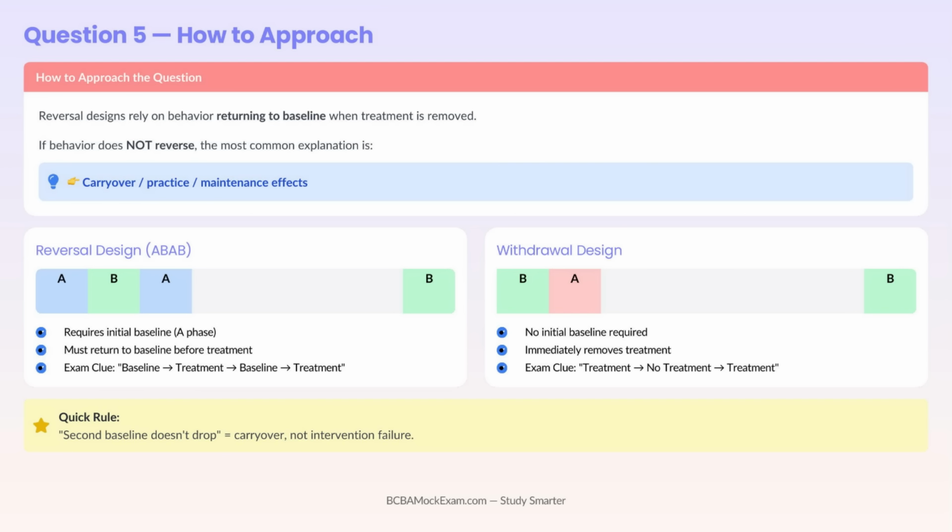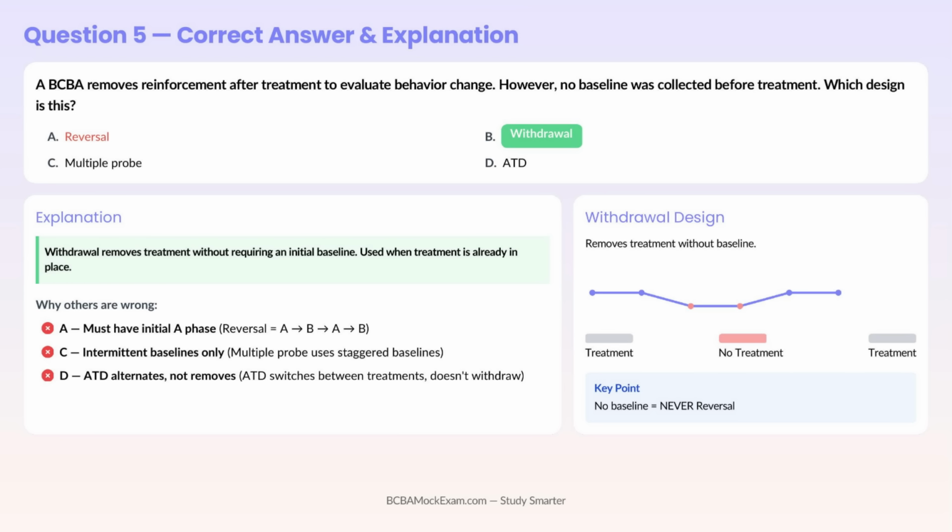To approach this question, recall that reversal designs require an initial baseline before treatment. Withdrawal designs do not require a baseline and begin by removing treatment immediately. A simple way to reason through this is to check whether the sequence begins with treatment. If it does, and treatment is removed to assess change, it fits withdrawal, not reversal. Multiple probe and ATD can be ruled out because they rely on intermittent baselines or alternating conditions, neither of which appears here. The key rule is, no baseline means it cannot be a reversal design. The correct answer here is B.